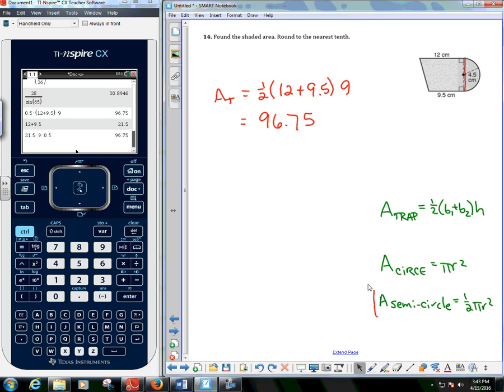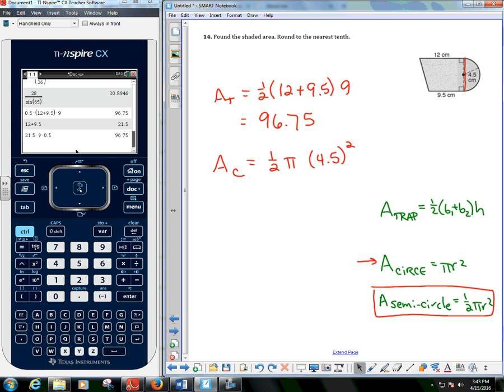I need to know the area of that semicircle. If I know the area of a circle is pi r squared, then half of a circle is just going to be 1/2 times pi r squared. So the area of my semicircle is going to be 1/2 pi times r squared, which is 4.5 squared.